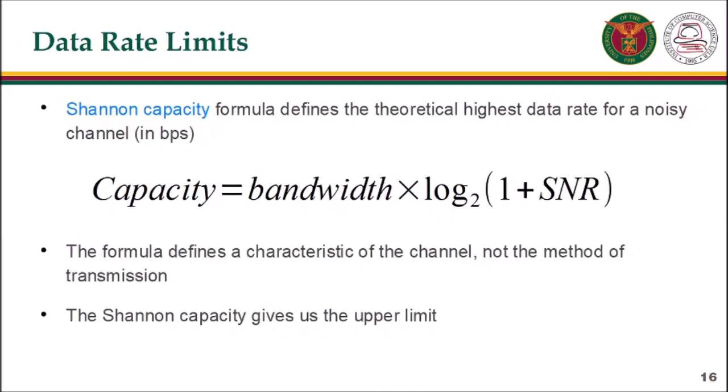In reality, we cannot have a noiseless channel. The channel is always noisy. In 1944, Claude Shannon introduced a formula called the Shannon capacity to determine the theoretical highest rate for a noisy channel.